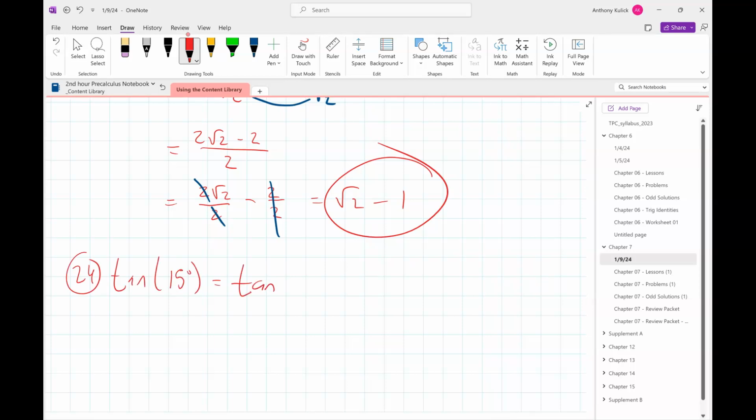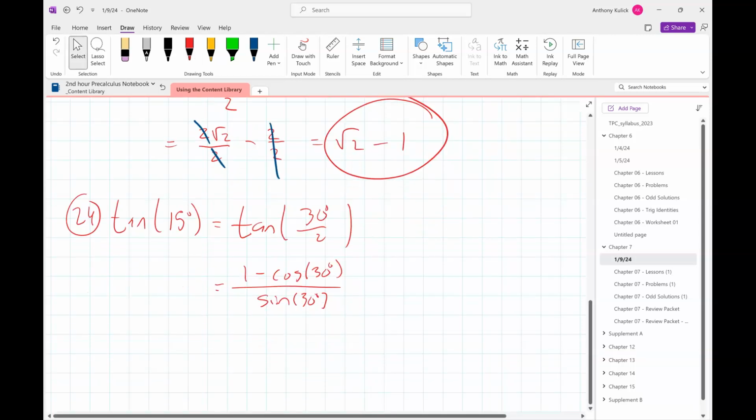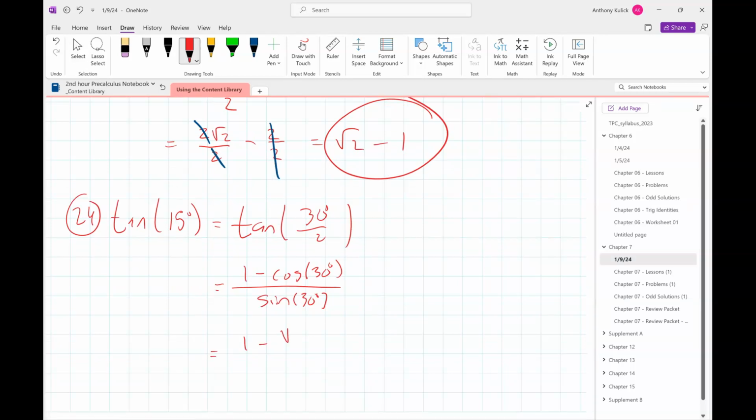So hopefully it comes as no surprise that we're going to do tan 15 becomes tan of 30 over 2. I'm going to use the same formula from last time. So 1 minus cosine 30 degrees over sine 30 degrees. If I go to my unit circle and I look up cosine of 30, I get root 3 over 2, and sine 30 is 1/2.